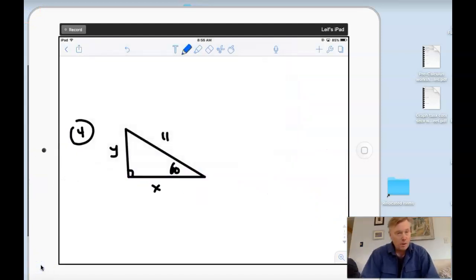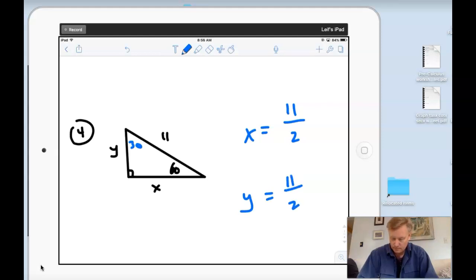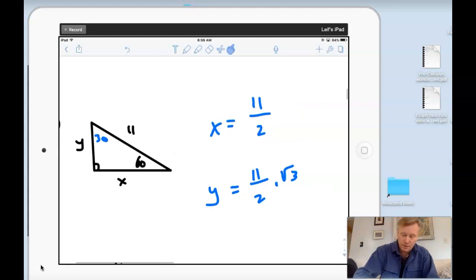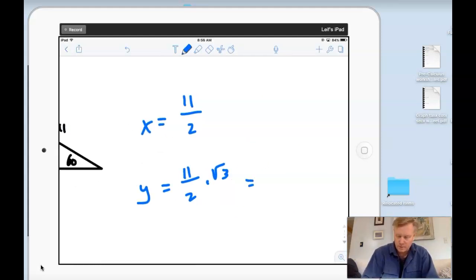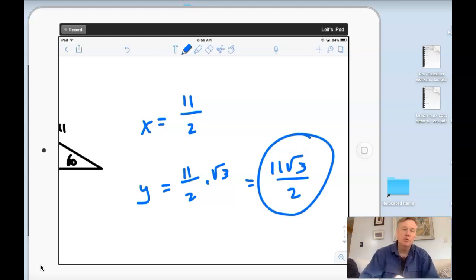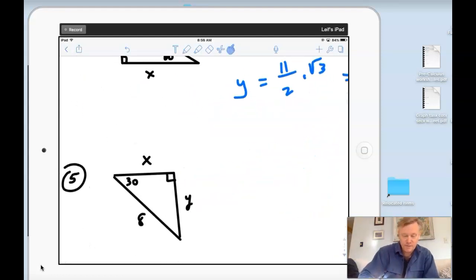Number 4. They gave me the hypotenuse again. This is good, I like it when they give me the hypotenuse. That means the short leg, which is opposite the 30-degree angle, will be half of the hypotenuse, so 11 over 2. Then if I want the long leg, I take the short leg and multiply it by the square root of 3. You'll usually see this written like that, and you can move that into the numerator. That's it, pretty straightforward. Number 5.